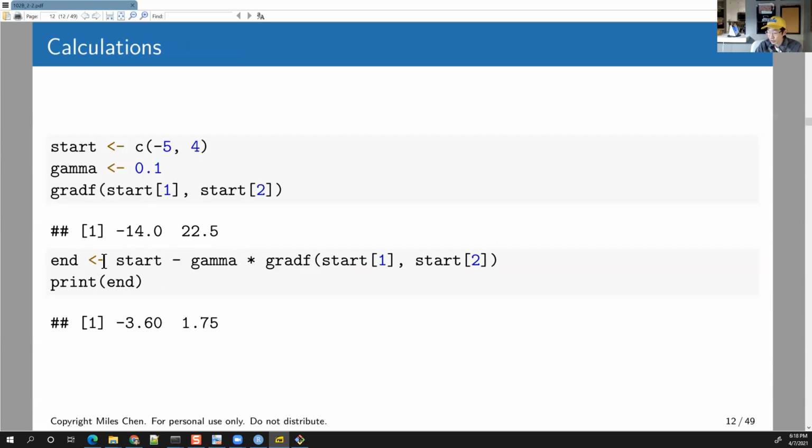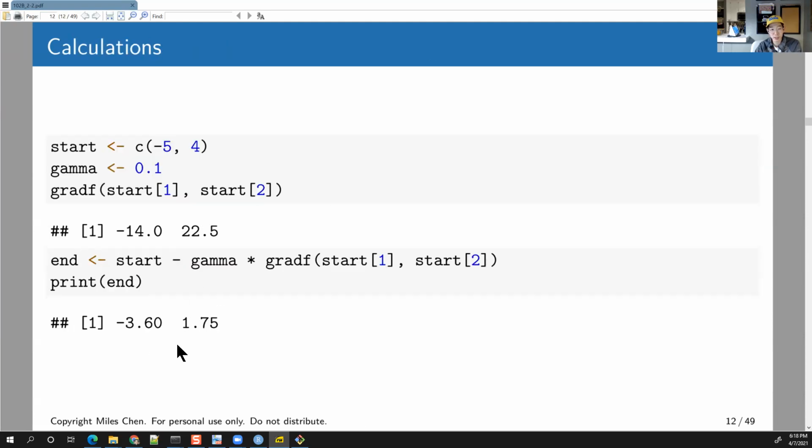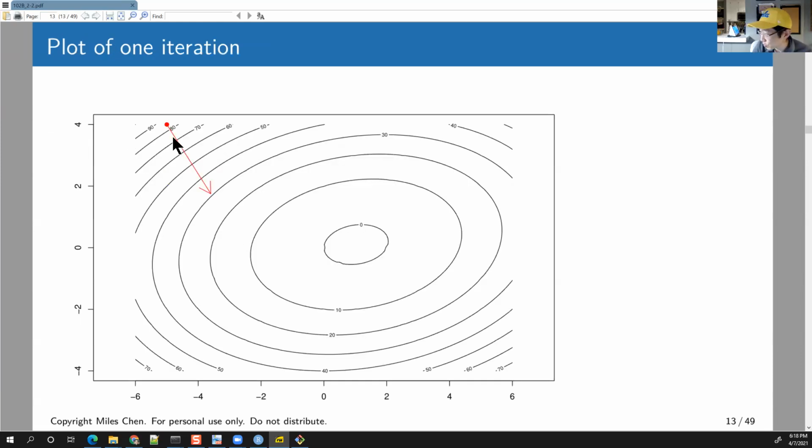Then our next location is going to be the starting location minus gamma times the gradient. So if I do 0.1 times this and subtract that from my starting location, I get negative 3.6 and 1.75, which matches the math that I did over here. Is that all right? Basically writing this into R. So I've done that, and this is one iteration of gradient descent. We started over here at negative 5 comma 4, we took one step downhill, and I end up right here.